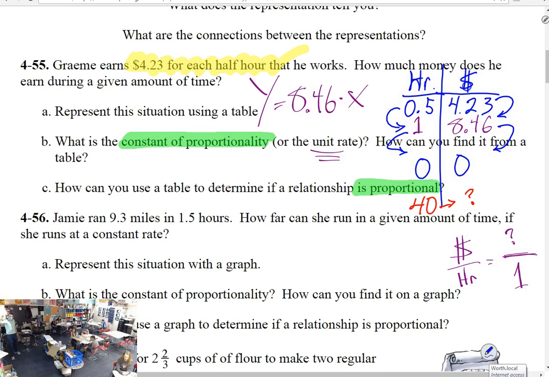So if I use this equation, y equals 8.46x, this is dollars equals 8.46 times time. Really, we could change how the equation looks. Where do I plug in my 40? How do I do this just really easy?